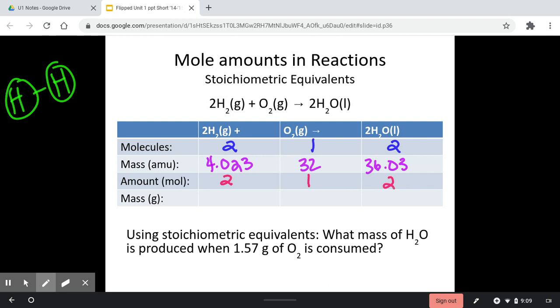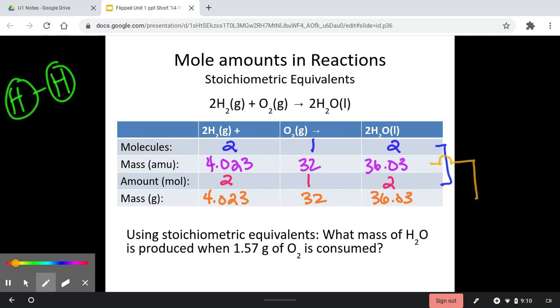Amount in moles. So again, moles is going to come straight from those coefficients. I have 2 moles of hydrogen, 1 mole of oxygen, 2 moles of water. And then mass in AMU, or mass in grams, 4.023, 32, and 36.03. So take a minute and look at this table and think, what do you notice? What stands out to you? What's surprising? What's an aha moment?